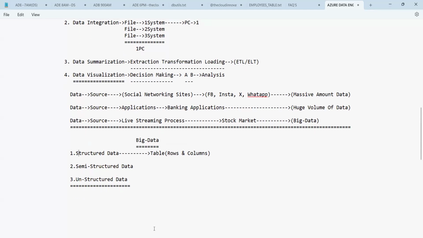That's it, guys. So structured data is the data which is a collection of rows and columns. These are all the things we have, guys.